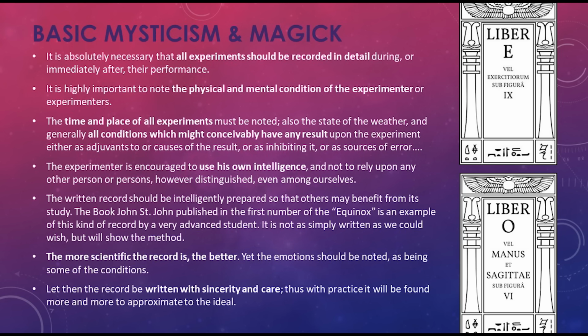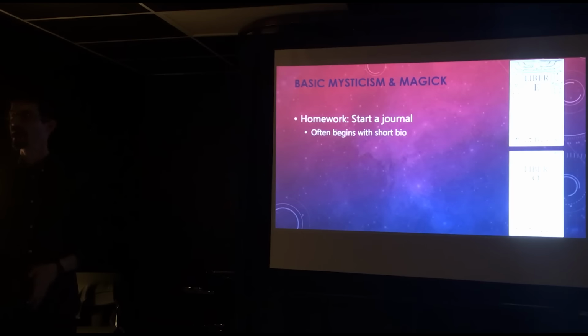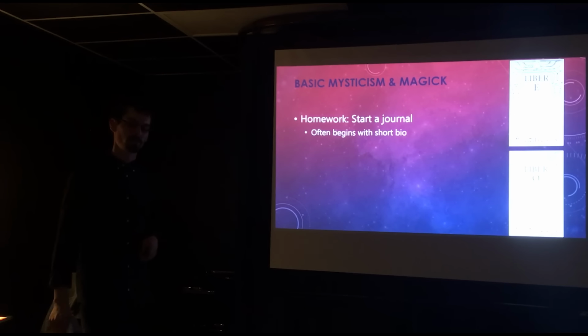Write it with sincerity and care. Thus, with practice, it will be found more and more to approximate the ideal. So those are his instructions on the record. So your homework is to start a journal, start a record, right? It often begins with a short bio, which leads up to why you have a magical record, which is to say why you started on the path.